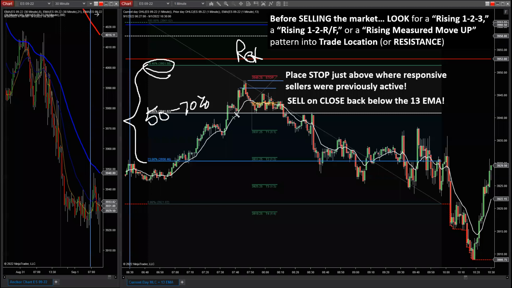You got a little bit of a move up, and notice if you waited for the close back below the 13, it never took place, so you never traded it. By waiting for a close back below the 13 EMA, the majority of the time it's going to help you prevent the whipsaw. Other times, sometimes the market's ready to react. But as long as you waited for a 1, 2, 3 pattern, a 1, 2 retest failure on the way up, more often than not you're in good shape.